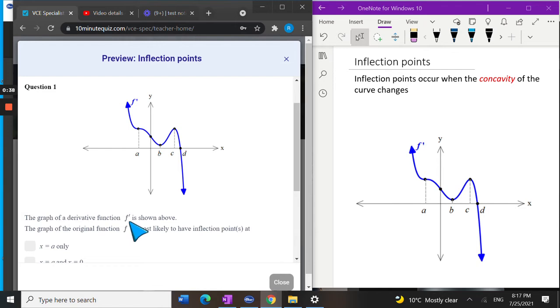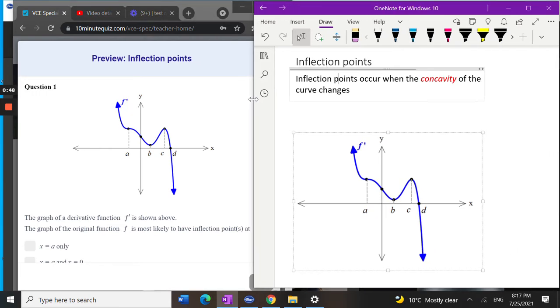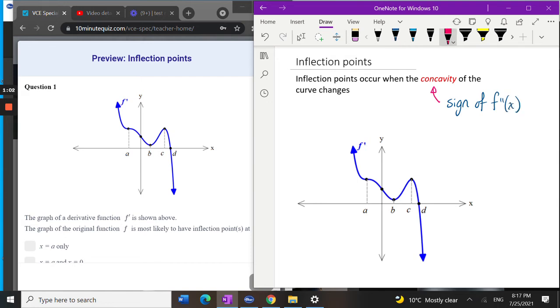Okay, so firstly, what are inflection points? Inflection points occur when the concavity of a curve changes. What does that mean? The concavity, remember, is given by the sign of the second derivative. So when the sign of the second derivative changes from positive to negative or from negative to positive, then we would have an inflection point. Then and only then.